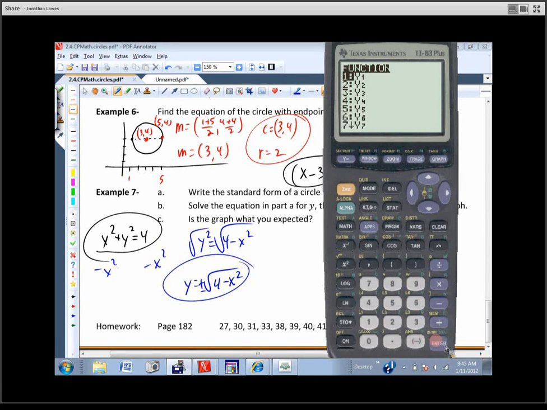And either type the number 1 or hit 1. And here's what it does. It's going to graph the negative of whatever that one was. Does that make sense? So we'll hit graph. There's the top half, and there's the bottom half.